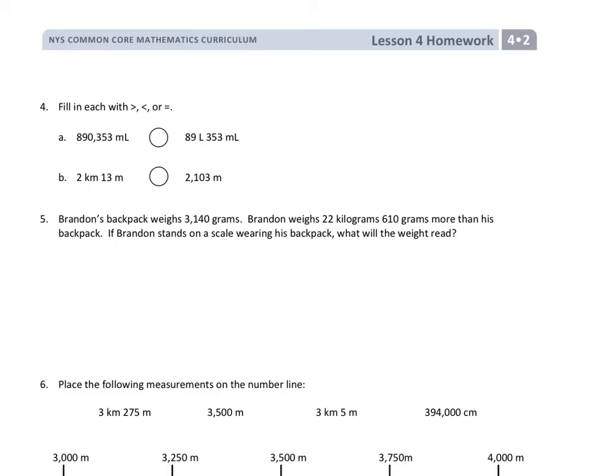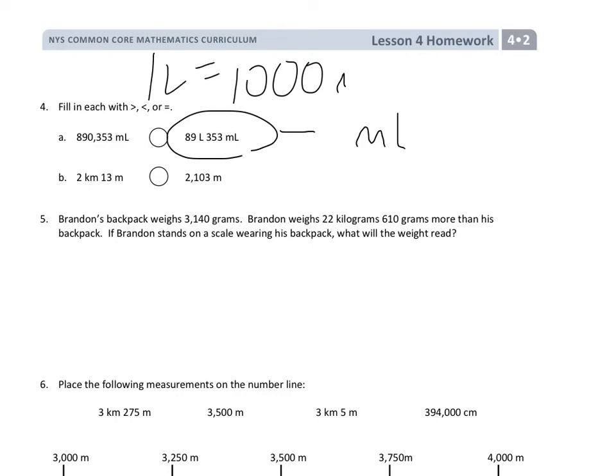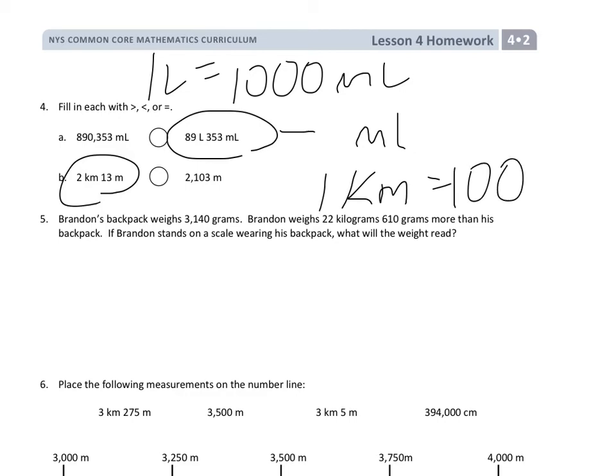For 4, what students are going to want to do is they're going to want to make a common unit. So in this case, they'd probably want to change all of those into milliliters, remembering that 1 liter equals 1,000 milliliters. And here they're probably going to want to change the kilometers into the meter. Same rule. 1 kilometer equals 1,000 meters. Anytime we have a kiloliter, kilometer, it's going to be 1,000 of the unit.